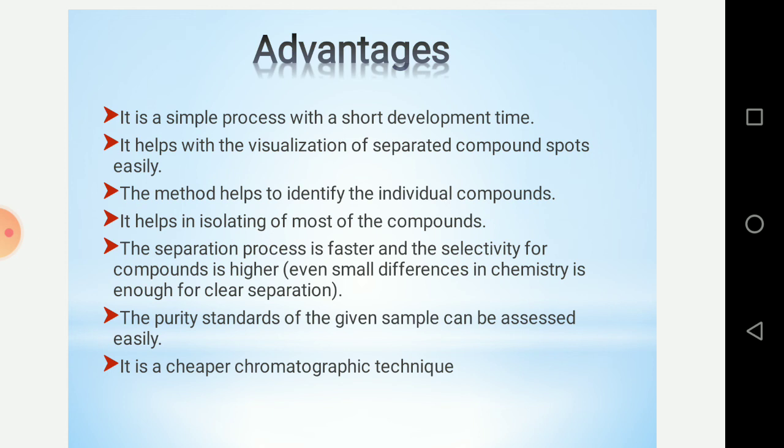It helps in isolating most of the compounds. After they get separated we can remove our compound. The separation process is faster and selective for the compound. The purity of the given sample can be assessed easily, and we can easily assess whether the compound is pure or impure. It is a cheaper chromatography technique, and after paper chromatography, thin layer chromatography is the cheapest, which means with very little cost we can use this technique.